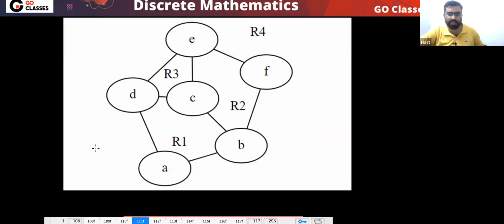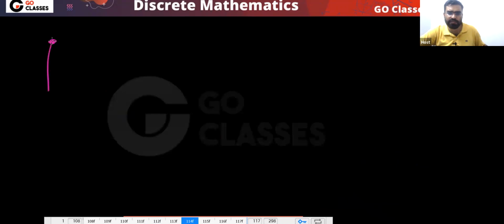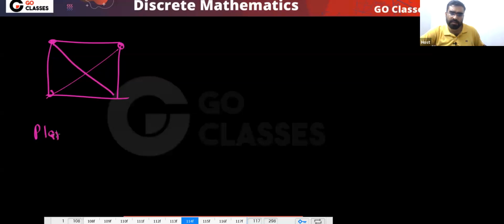So you know the concept of face. Like here you can notice. But remember, if you want to find faces, then you have to find them in the planar representation. Like, is this a planar graph? This graph, is it a planar graph? Yes, this is a planar graph.